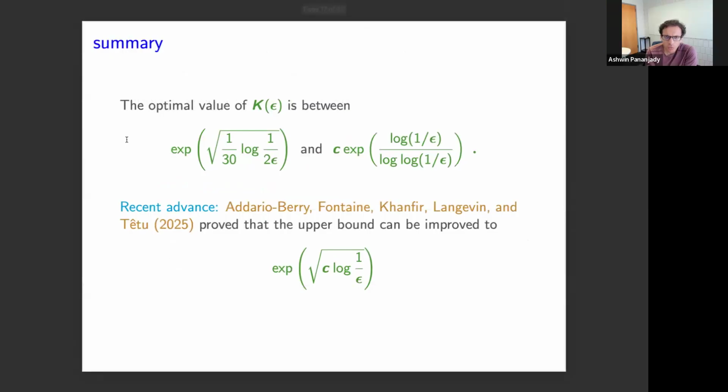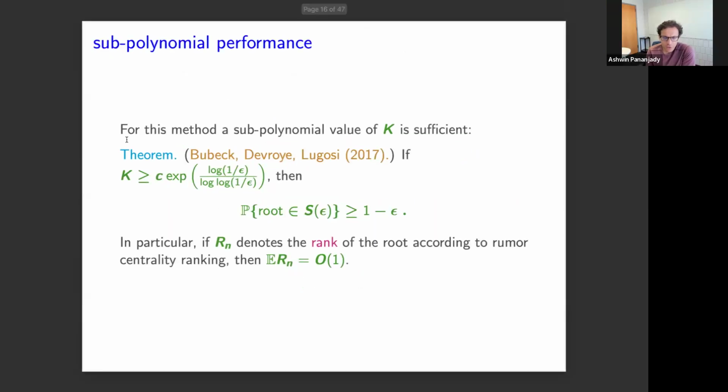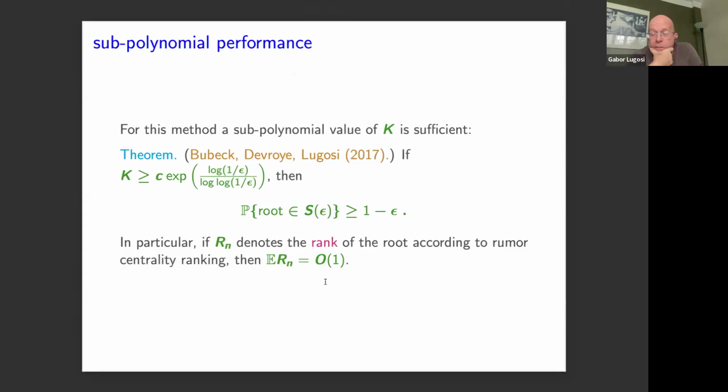Gabor, can I ask two clarifying questions? Of course. The first one is simple. When you say order 1, it's just a constant. It's the expectation. So the epsilon comes from the tails. Yes, the epsilon comes from the tails. But since the tails here are subpolynomial, it's good enough.